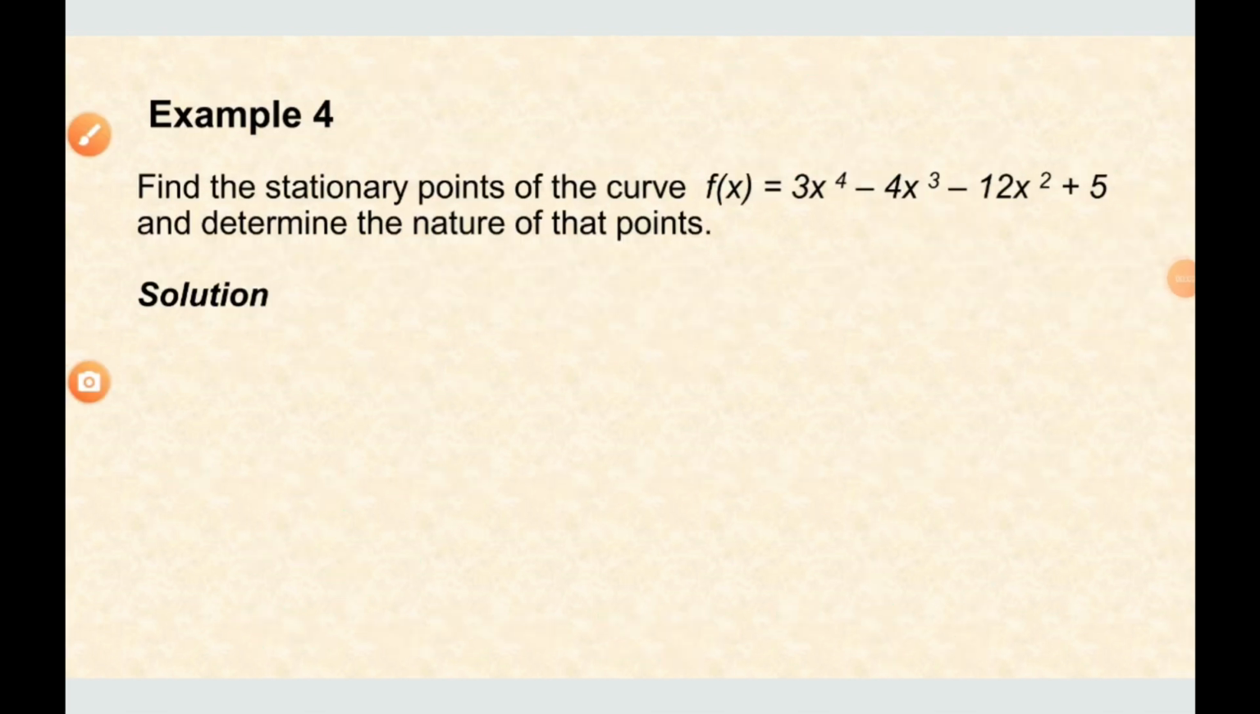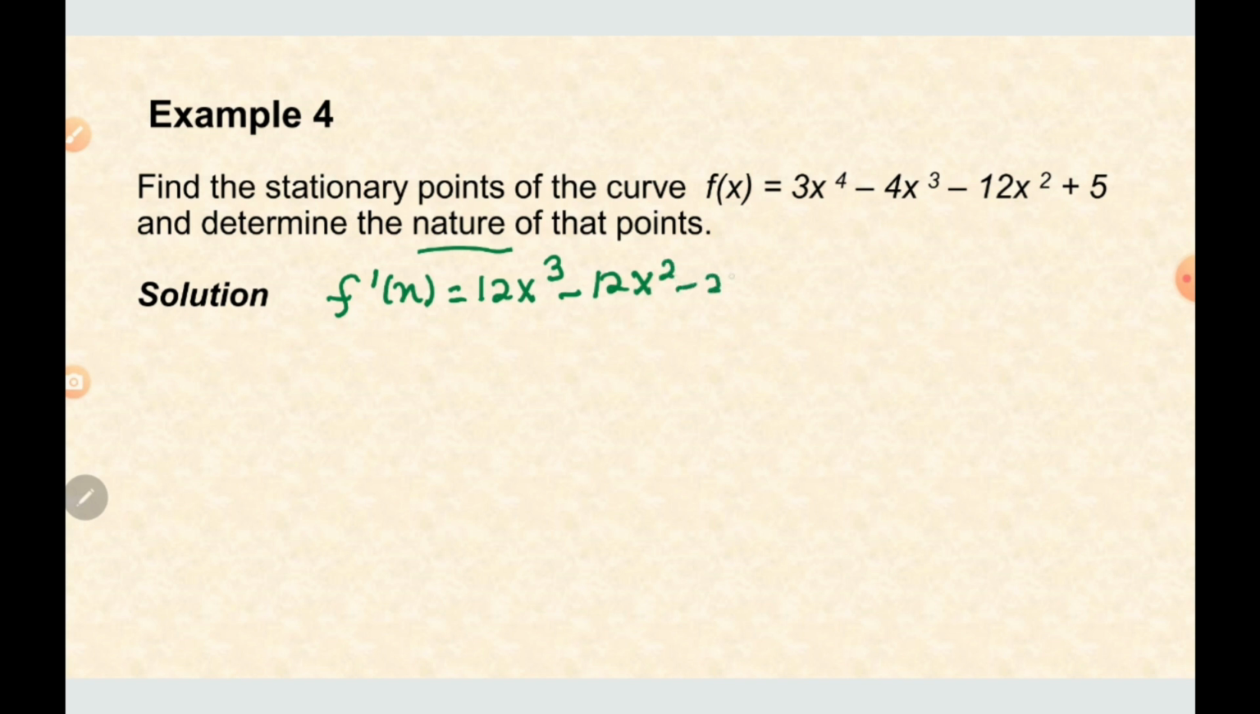Let's continue with example 4. Find the stationary point of the curve f(x) equals 3x to the power of 4 minus 4x cubed minus 12x squared plus 5, and determine the nature of that point. Nature here means whether the point is a maximum or minimum. So firstly you need to find f prime of x. Then we have 12x to the power of 3 minus 12x squared minus 24x.